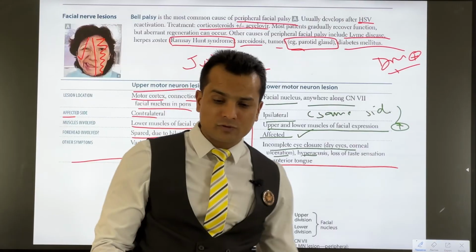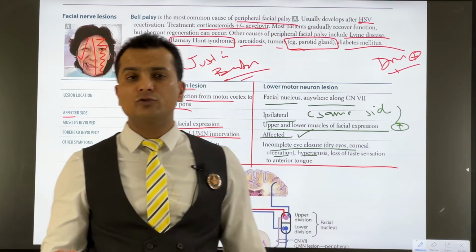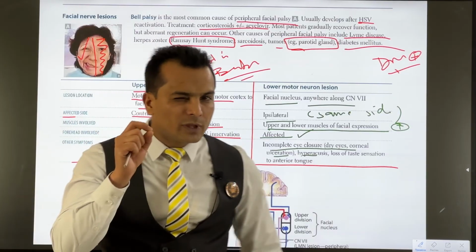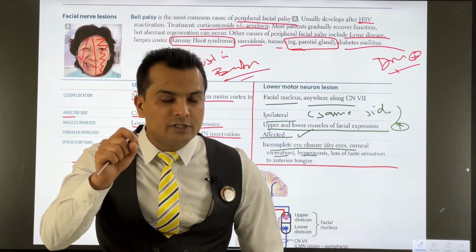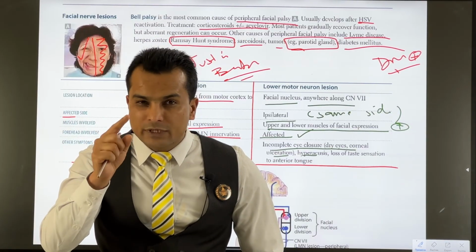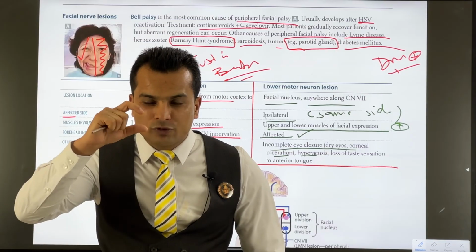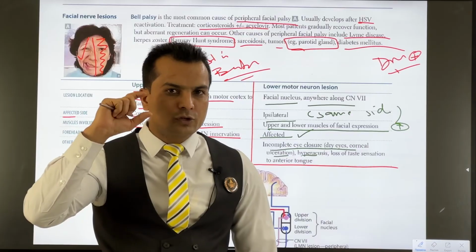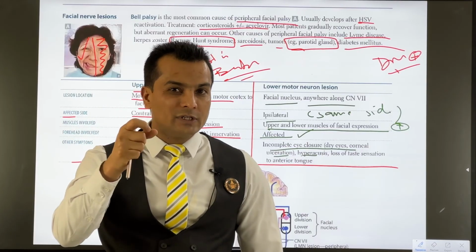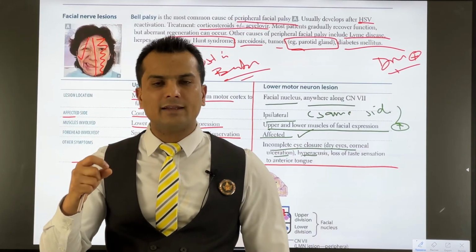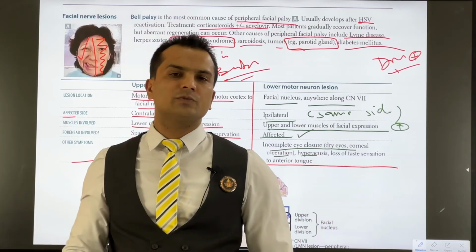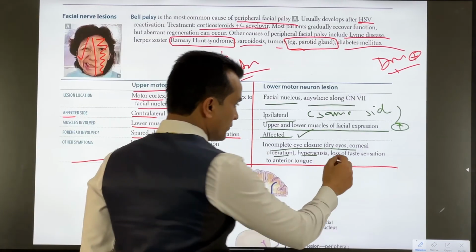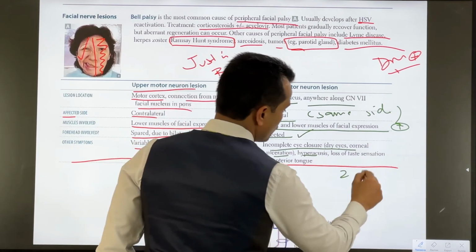Why hyperacusis? What is hyperacusis? Hyperacusis is basically intolerance to certain sounds. This is due to denervation of the stapedius muscle. Think about the stapes, incus, malleus, the bones in the middle ear which transmit these sound signals. So with denervation of the stapedius muscle, sometimes you have tinnitus also, or hyperacusis, which is intolerance to certain sounds. And loss of taste sensation from the anterior 2/3 of the tongue.